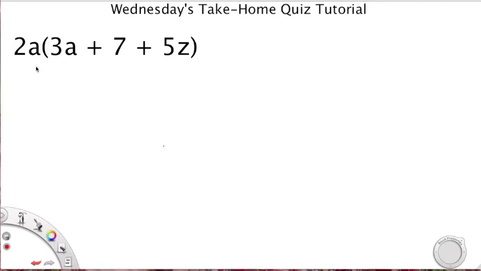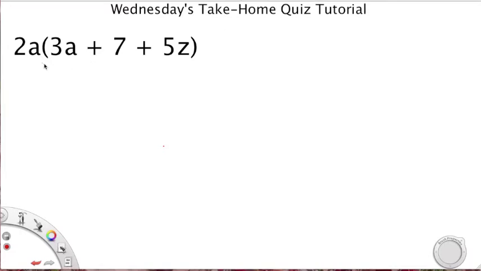Well, we need to ask ourselves right off the bat, what are we going to be distributing? Well, we already asked ourselves the question, is there any like terms that I can combine inside the parentheses? And the answer is no. 3a and 7 I can't add because there's a variable here and I don't know what that is. 3a and 5z, I can't add that because, yeah, there's a variable with both of them, but they're different variables. So I can't combine them either.